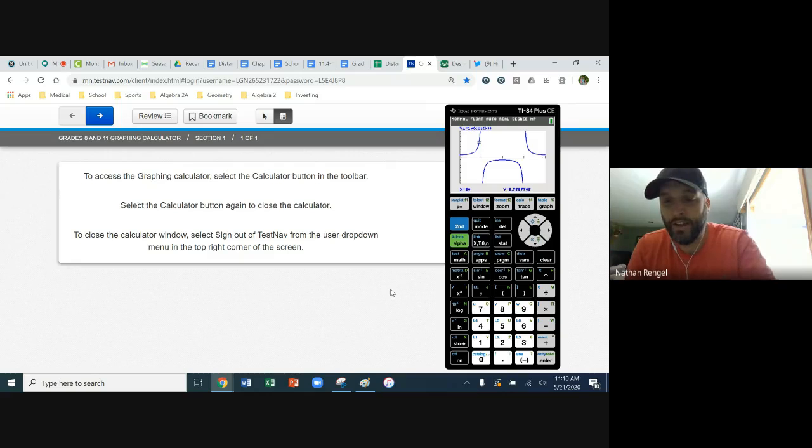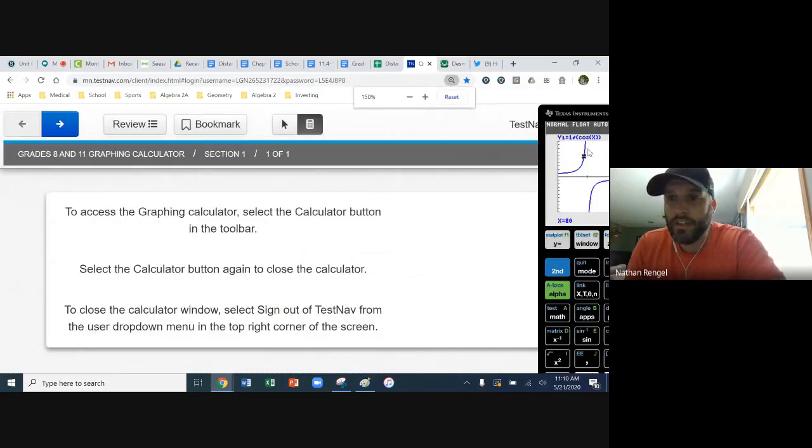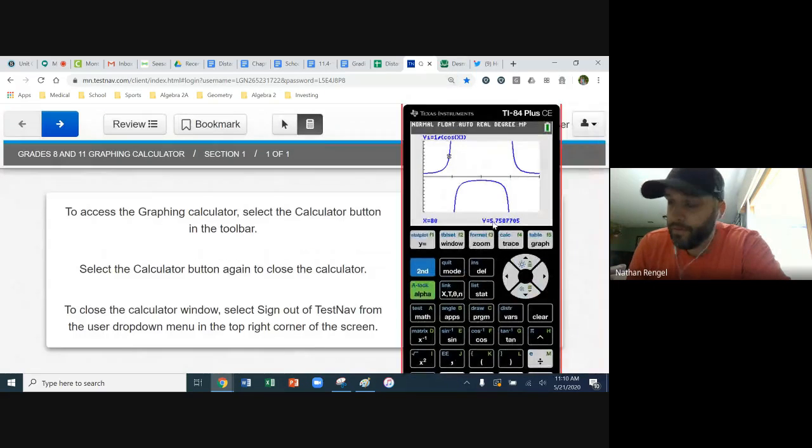I'm going to zoom in on that. You can take a look. Rounding to the nearest 4 decimal places, 5.75877. That 7 rounds that up to an 8, so this would be 5.7588 would be our result.